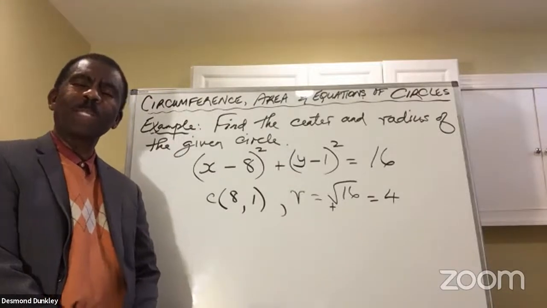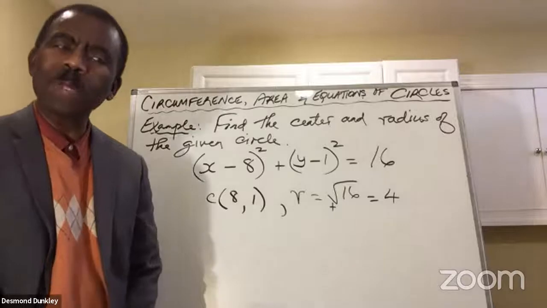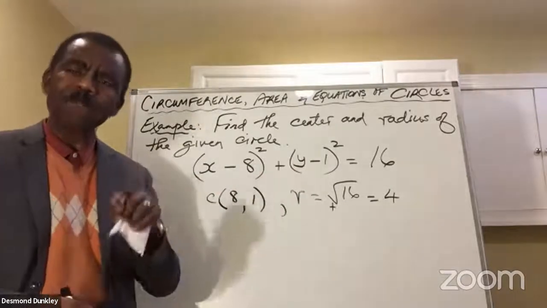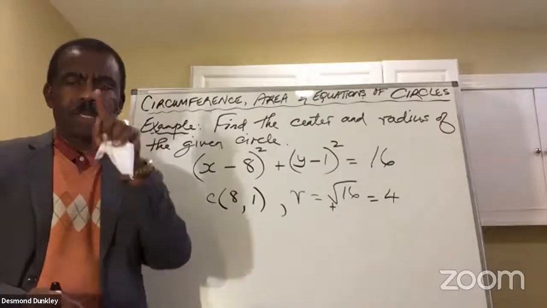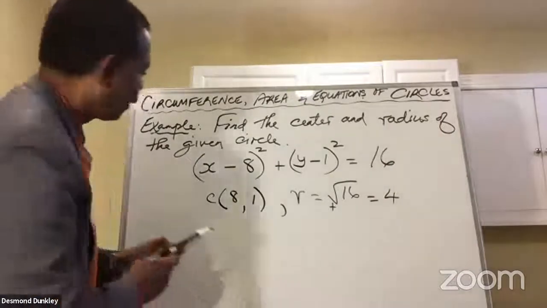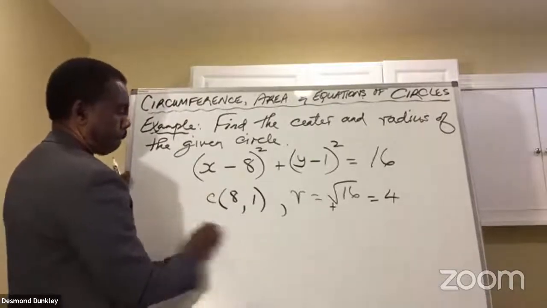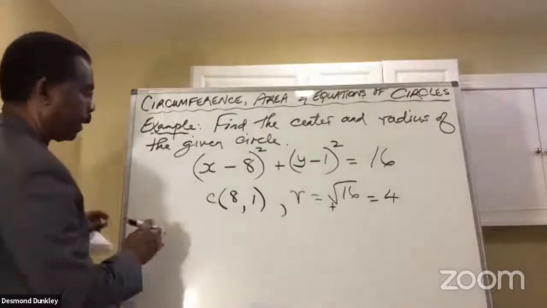So once you know the template, once you know what the equation is supposed to look like, you can extract the center and also the radius. Let's do another one. I think I could write another one here. Let's go.